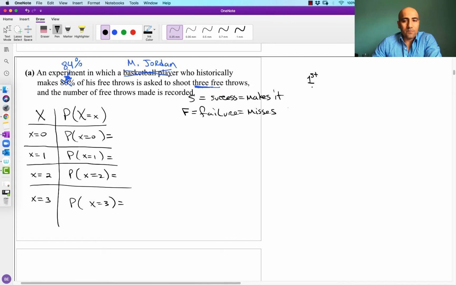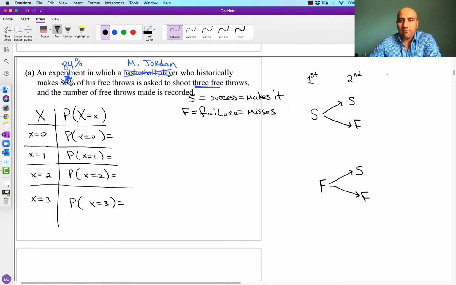So his first attempt at the free throw, he will either make it, success, or he will miss, right? Put it down here, it's a failure. What I'm going to do is a tree diagram so we can identify all possible outcomes. So first attempt, he either makes it or he fails. Second attempt, let's put it over here. Second attempt, well, again, he either makes it or he fails. And then over here, again, he either makes it or he fails to make it.